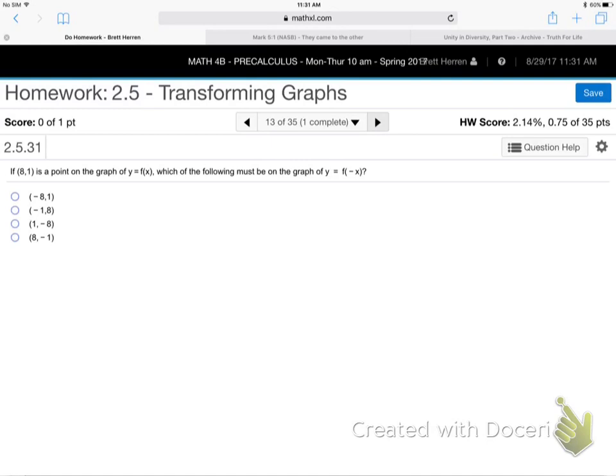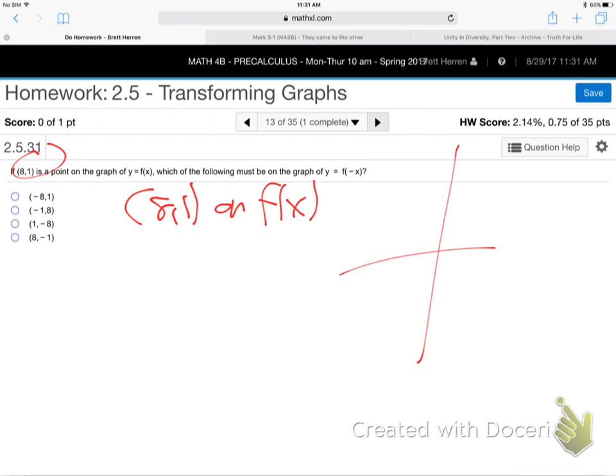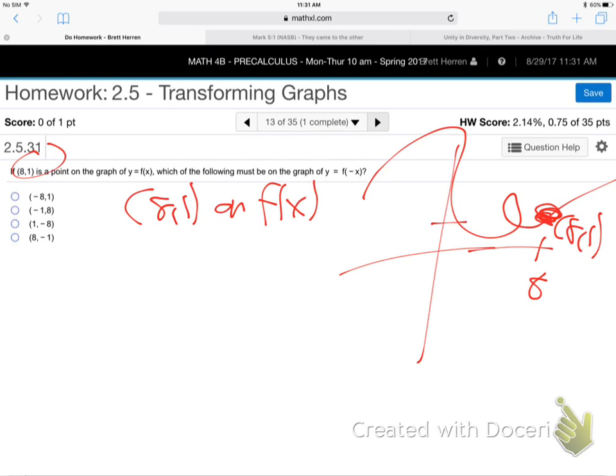So now they're saying you got some point, 8, 1, on the original graph f of x. There's some kind of graph, and it goes through the point over 8, up 1. Well, that wasn't even a function the way I drew it, it would fail the vertical line test, but anyway, we got some picture. Now, what's going to happen? Where will that point 8, 1 travel to when you change to f of negative x? That's their question.